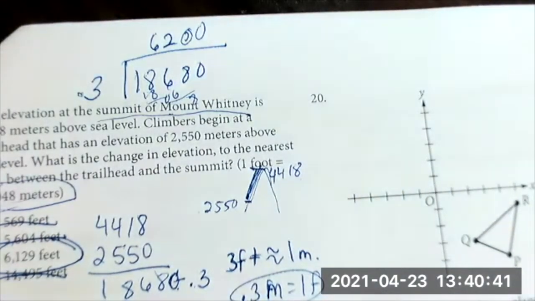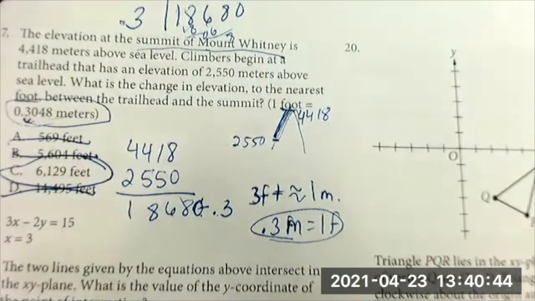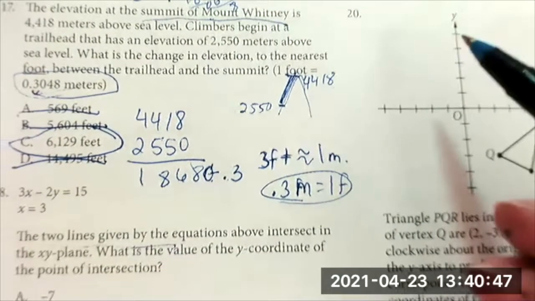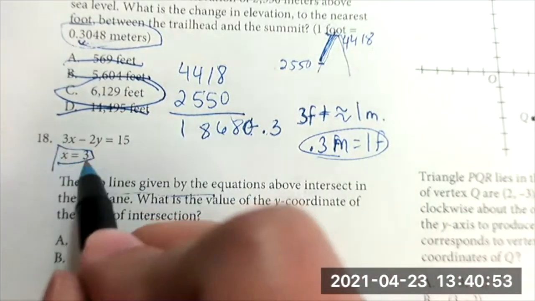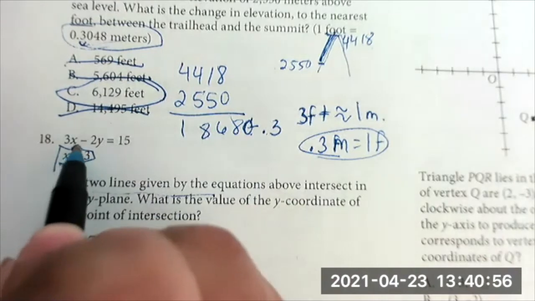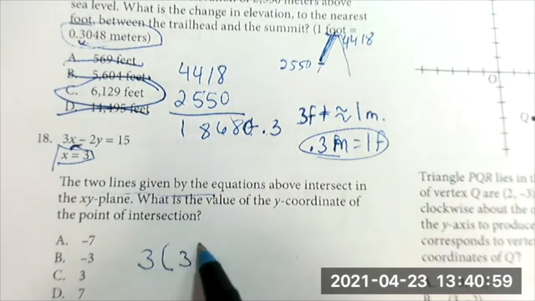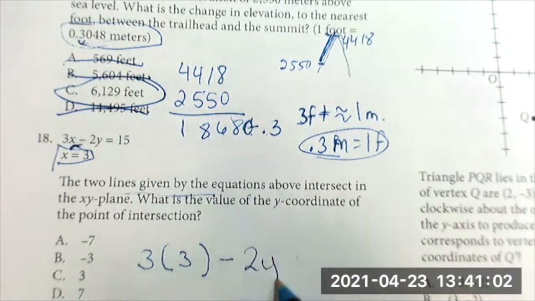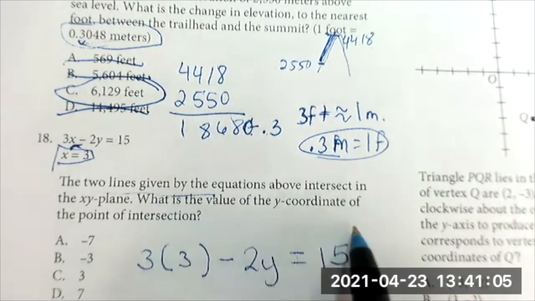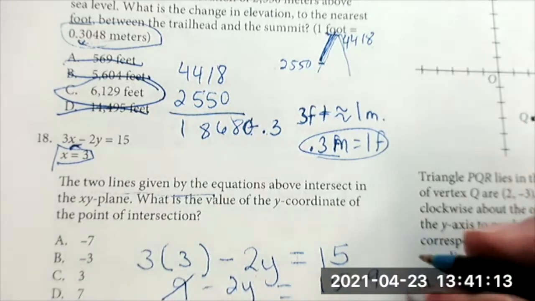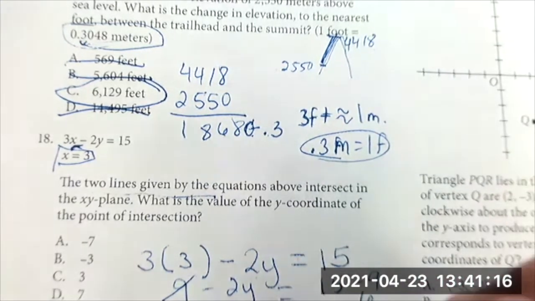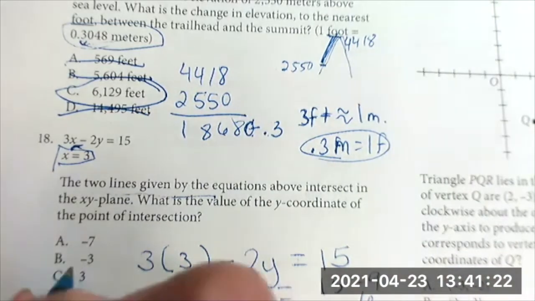Okay. Anyways, number 18 says the two lines intersect. Now, this is the important part right here. X equals 3, so I can get rid of x and put 3. So 3 times x is 3 times 3. And then I can find the y. So 9. So it's 15 minus 9, which is 6. And then divide, which is going to be the -3.